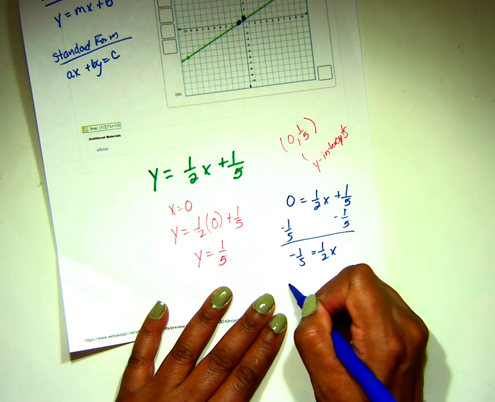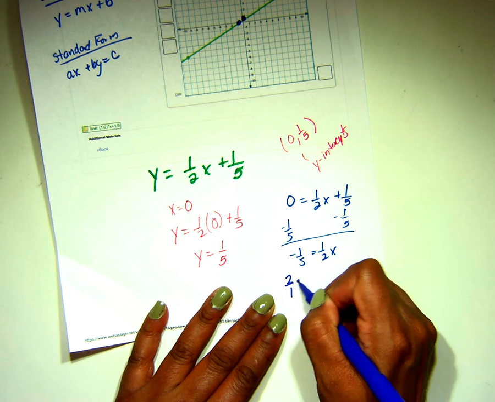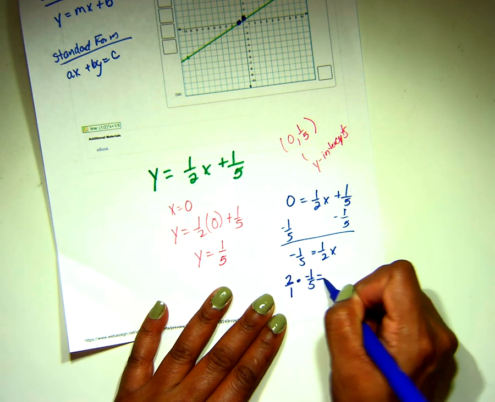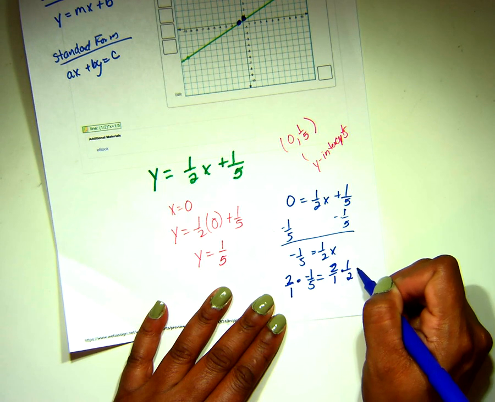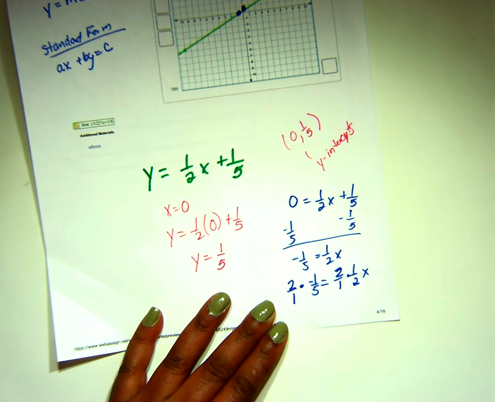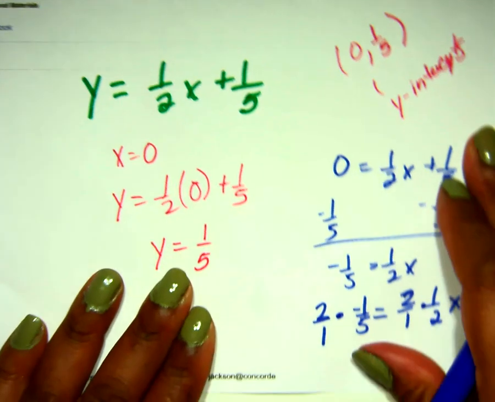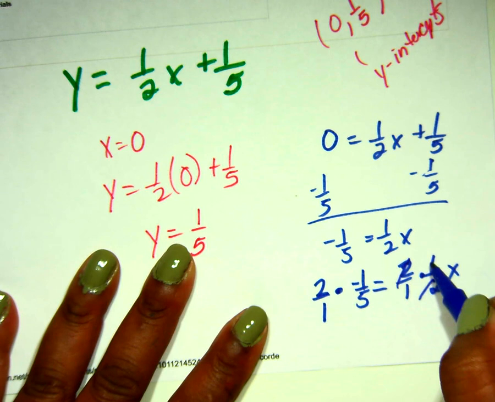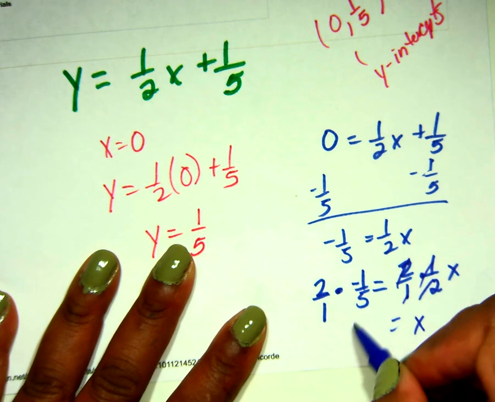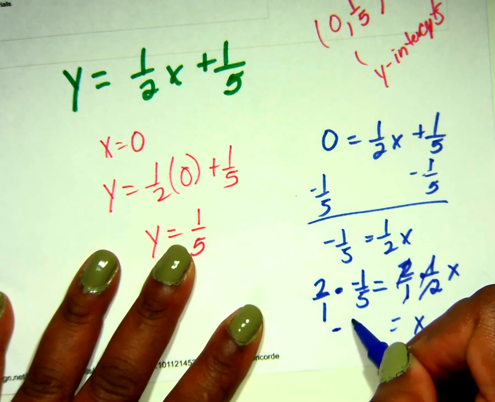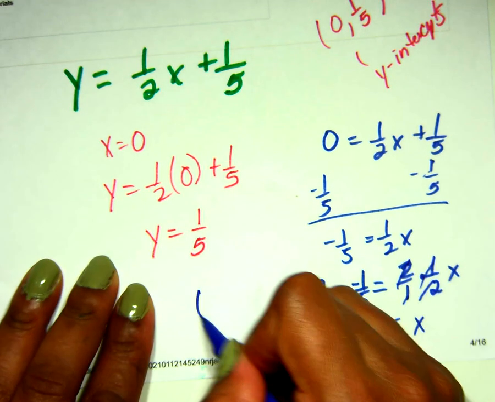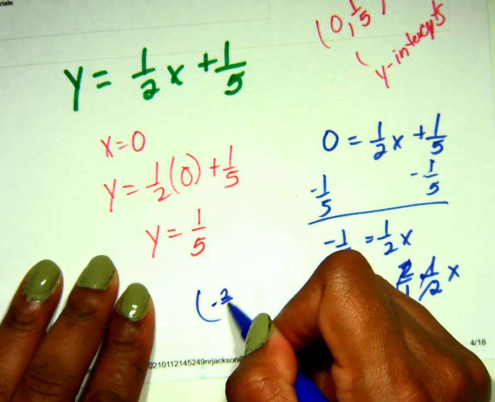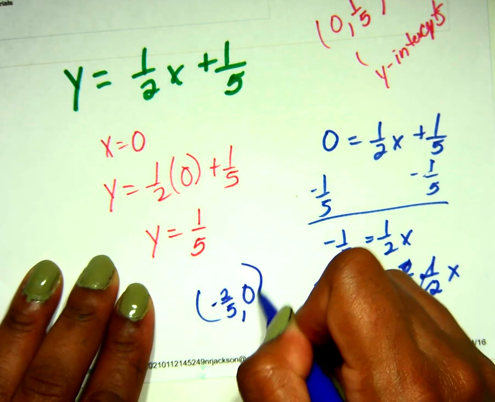So now we're going to do the reciprocal. So that's 2 over 1 times negative 1 over 5. 2 over 1 times 1 over 2 x. Let me zoom in. These are going to cross out. So now I'm left with x. Multiply. So we got negative 2 over 5. So now my x-intercept is going to be negative 2 over 5, 0.